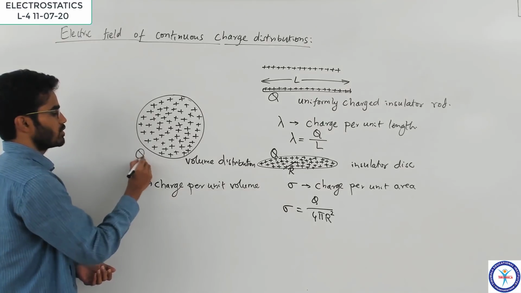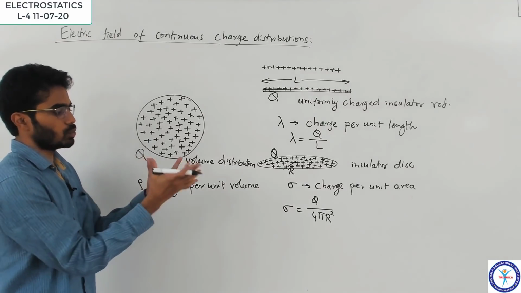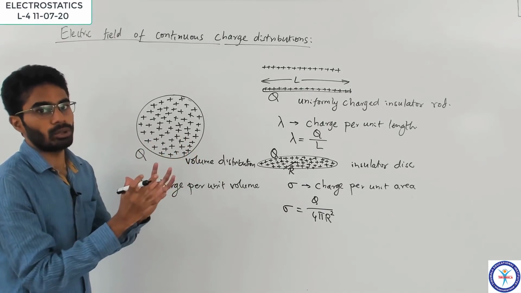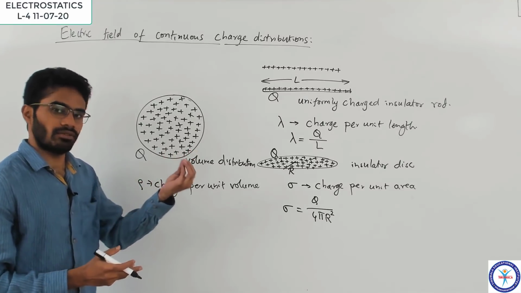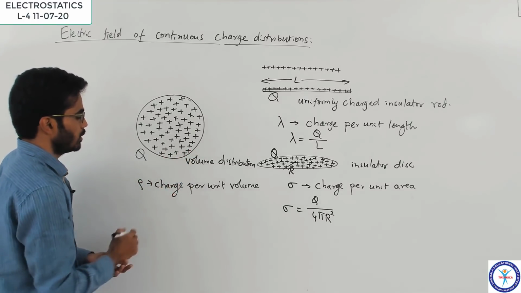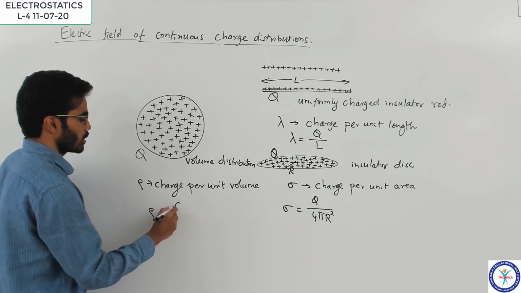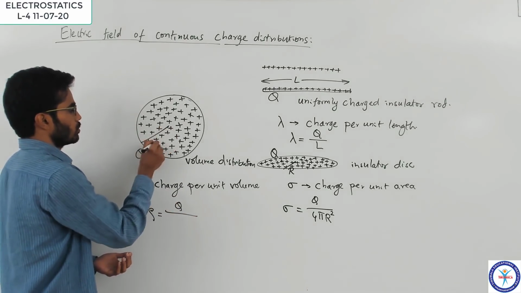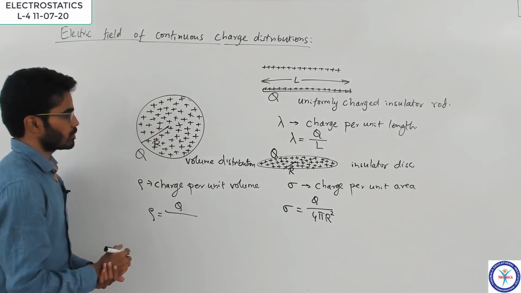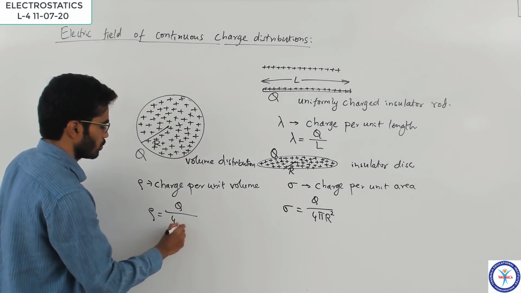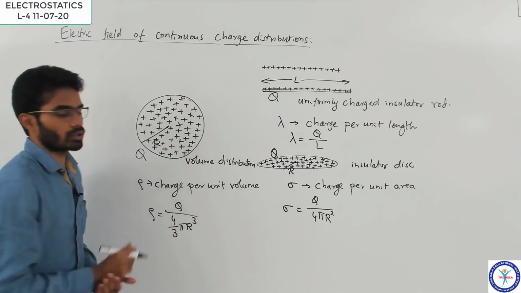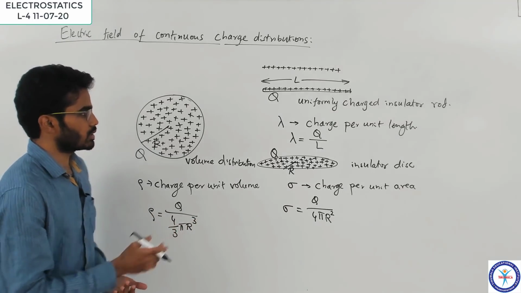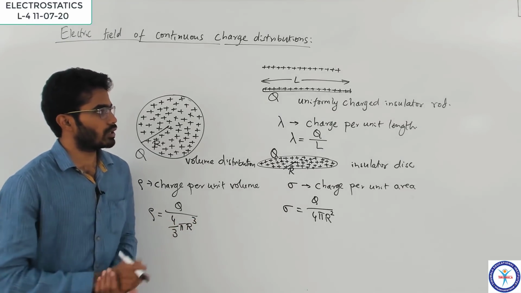So if the total charge given here is Q, the Q charge is present within the volume, everywhere inside. So rho is Q per unit volume, right? The volume of the sphere is 4 by 3 pi r cube. So this is what you understand from this. These are the terms we commonly use in the following lectures.